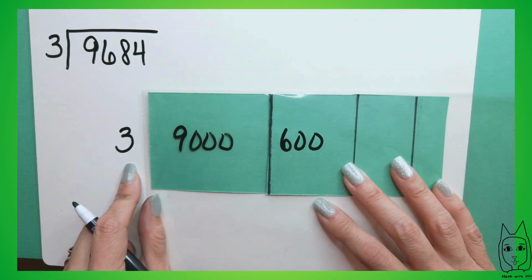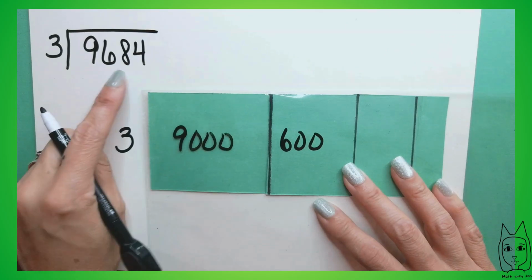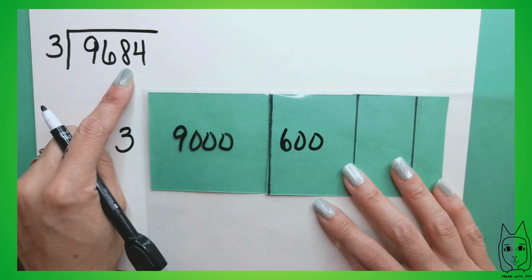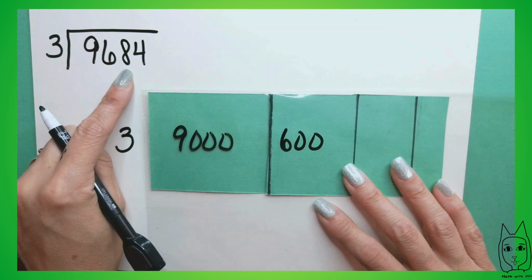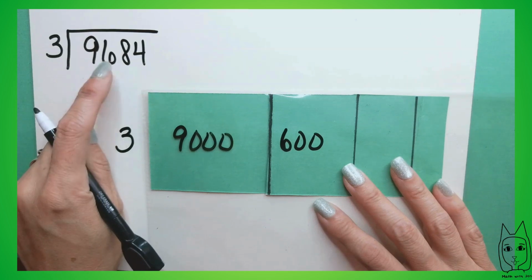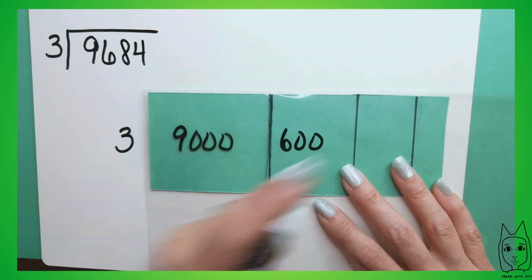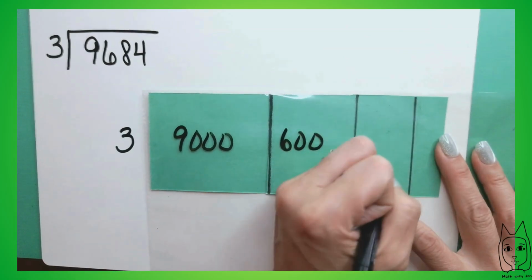I know that 3 can go into 600 evenly. Going to the next place value, can 3 go into 80? Because remember that that's the tens place and the 8 is representing 80. So 3 times something. Can 3 times something give me 80? You can say no, and you can go ahead and put a 0 here if you want.